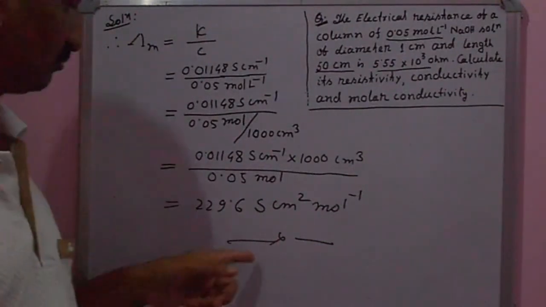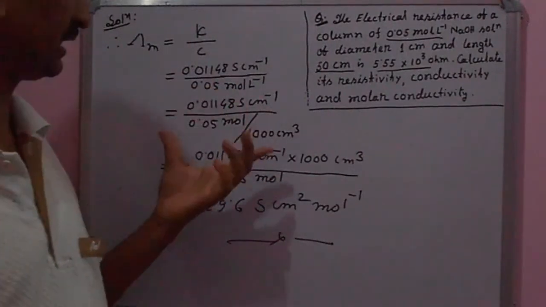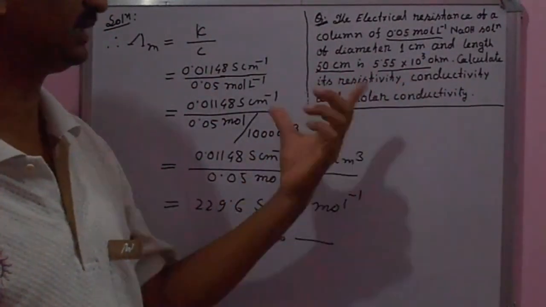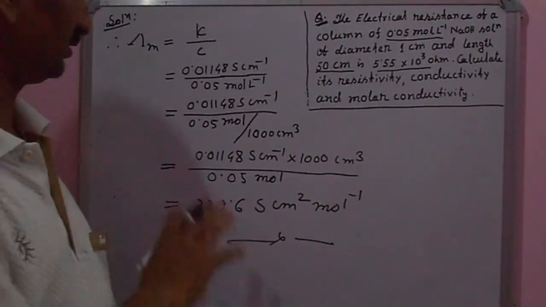So these are the resistivity, conductivity and molar conductivity. So this way we have to do more numericals to find out the resistivity, conductivity and molar conductivity. So this is for today. Thank you.